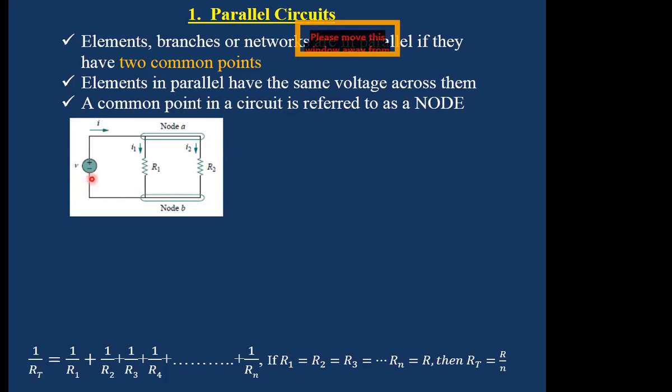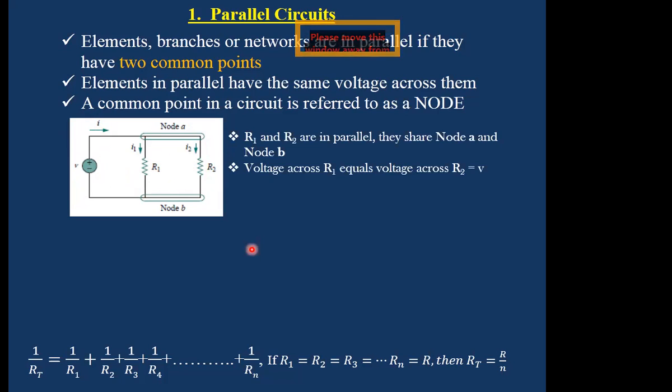So if two components are in parallel, then they have the same voltage across them, meaning to say the voltage across R1 and the voltage across R2 is equal to V, because V is also in parallel with the two resistors. So R1 and R2 are in parallel, they share node A and node B. Voltage across R1 equals voltage across R2, right, which is called V, which is the supply voltage.